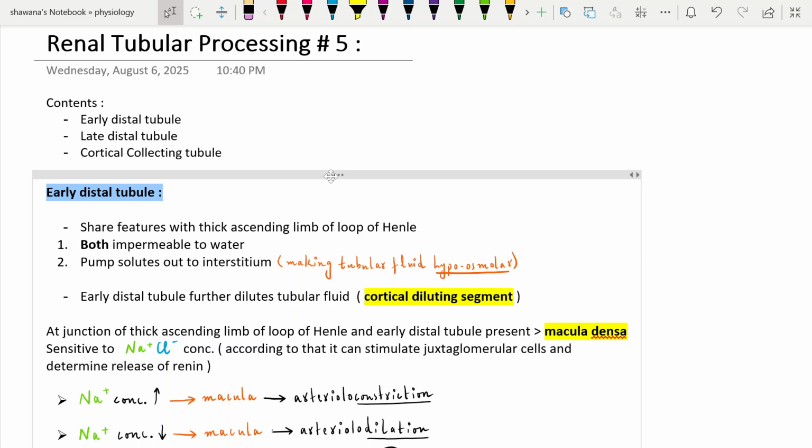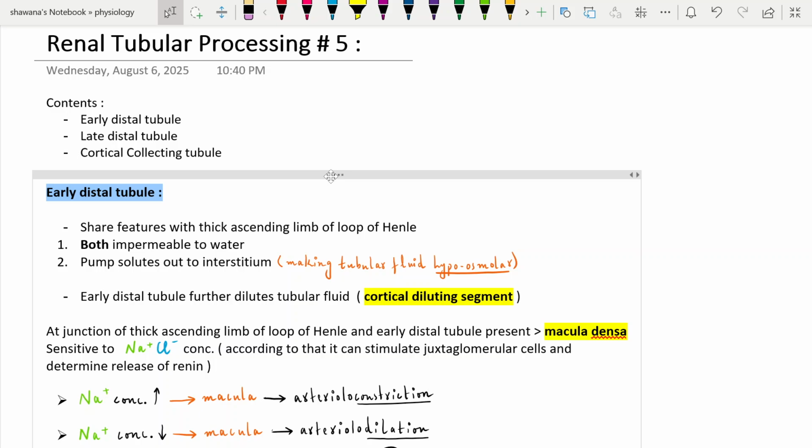So today we are going to discuss renal tubular processing. It's the fifth lecture of the series, and we have already discussed the ascending limb of the loop of Henle, and now we will discuss the early distal tubule.